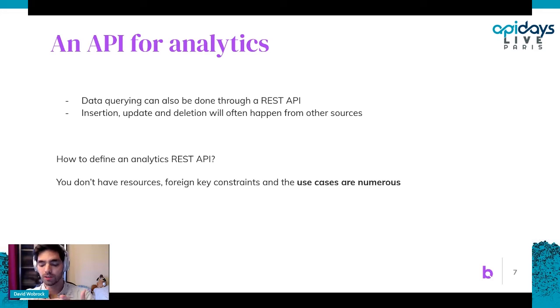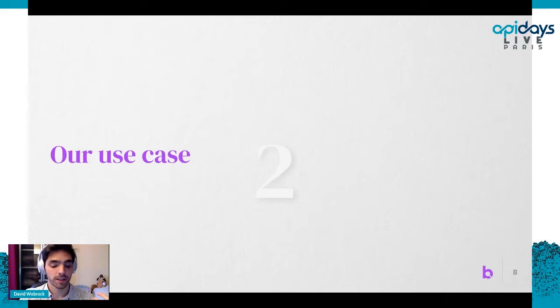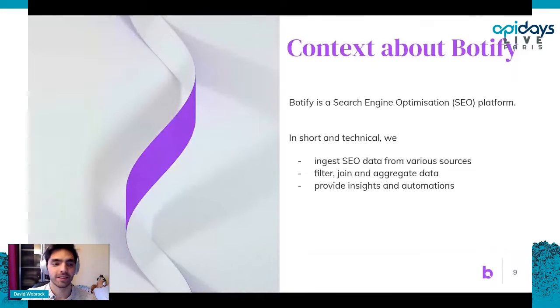So the question here we want to tackle is, if you don't have these resources, foreign keys maybe, how do you define a REST API using analytics, since there are so many use cases that you want to be able to express? And so we're going to have to understand what's the use case we want to express exactly, so that we know how to build around it.